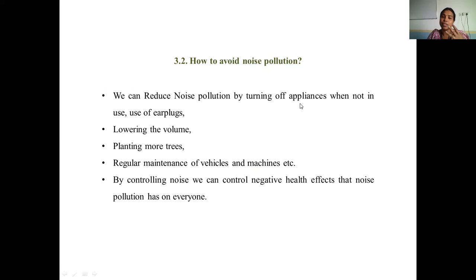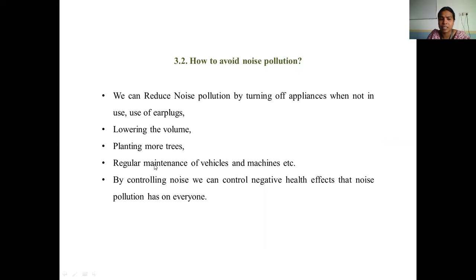I'm telling you here, whenever you need a pleasant sound, however much you are able to hear and understand, that much sound is enough for you. So whenever it is needed, you can turn on the appliances, and at other times you can switch them off. Lower the volume according to how you are listening and what you are understanding. Plant more trees. There are some trees that can absorb the noise, so you can plant accordingly.